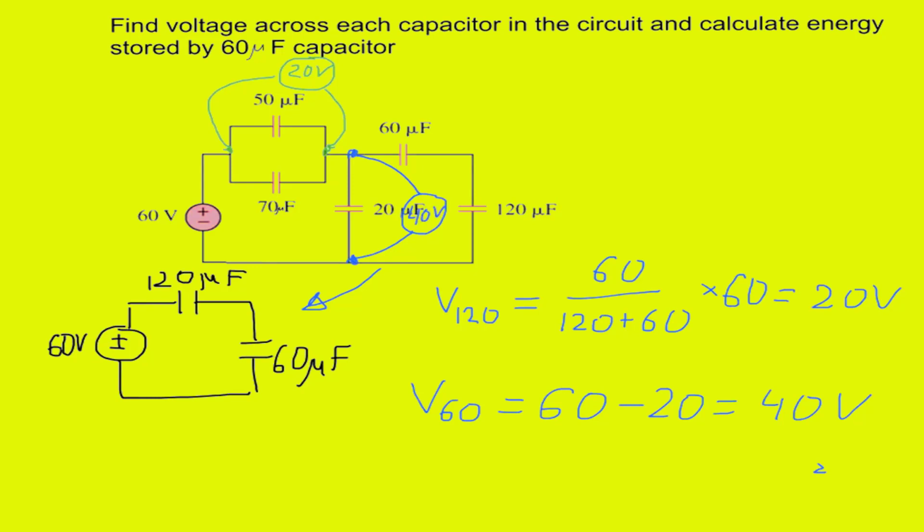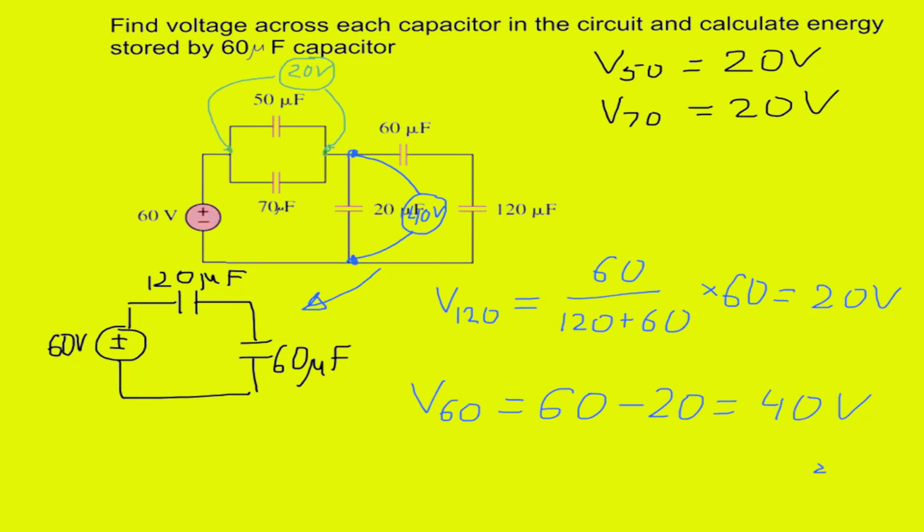What does it mean? Looking into the first group, we have two capacitors, 50 and 70, connected in parallel, and they're in parallel to 20 volts. So that means that 20 volts is the voltage across the 50 capacitor and the voltage across the 70 capacitor. So pretty much we already found the voltage across two capacitors, and this is part of our answer. Voltage at 50 will be 20 volts, and voltage at 70 is 20 volts as well.